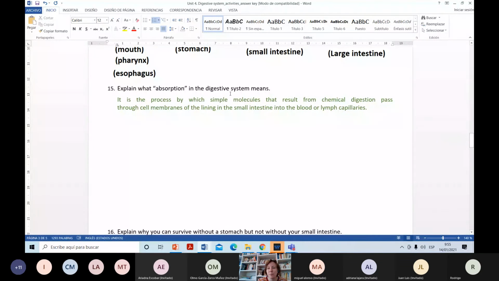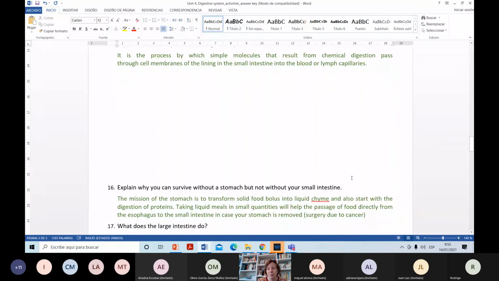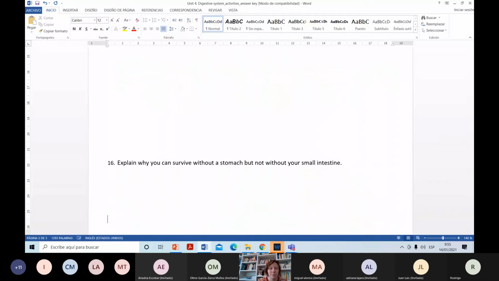So those simple molecules that result from chemical digestion are nutrients, and they pass through the cell membranes to blood in the case of amino acids and monosaccharides, or lymph capillaries in the case of fatty acids. Because they are bigger, they need to get through the lymphatic capillaries that we'll study in the following unit, okay? The lymphatic system and the lymphatic capillaries.